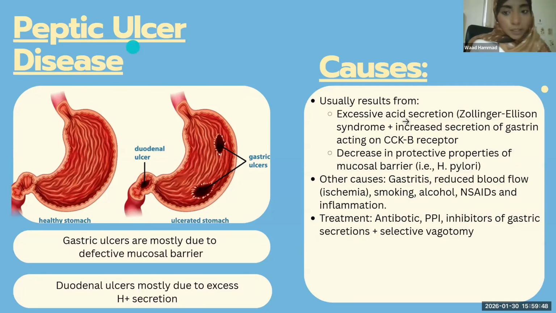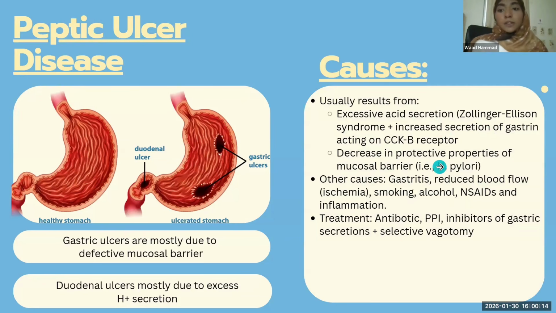One of them being excessive acid secretion. And a syndrome that causes excess acid secretion is called Zollinger-Ellison syndrome, which increases the secretion of gastrin acting on the CCKB receptor. Okay, so if we have more gastrin, more CCKB will be activated on the G cells, and then more gastrin, more acting on parietal cells, more acid. That's one of the things.